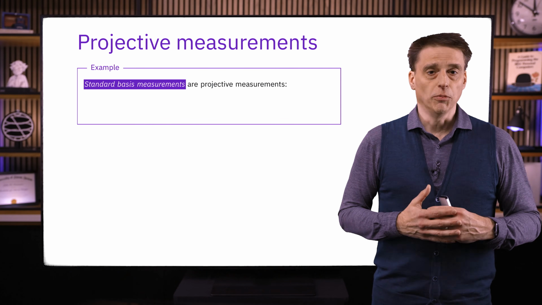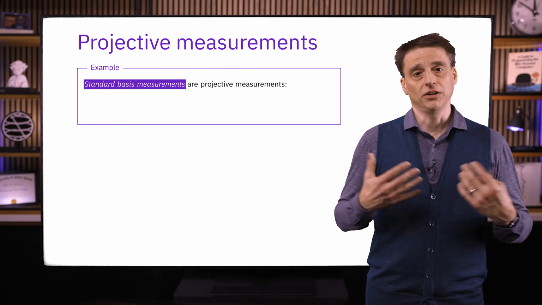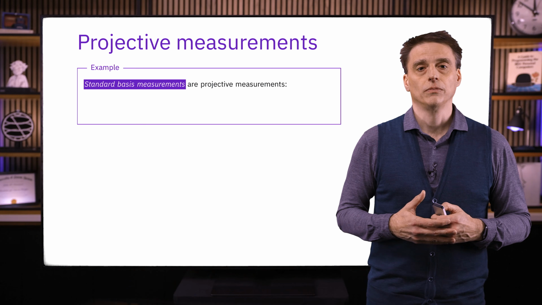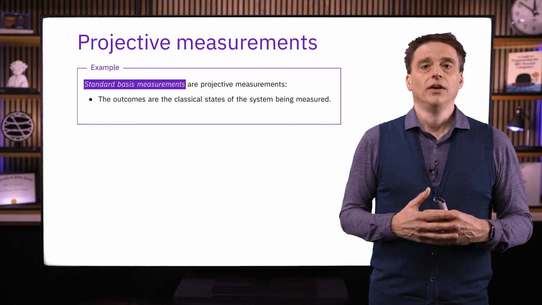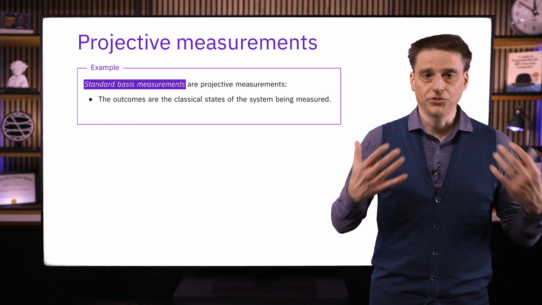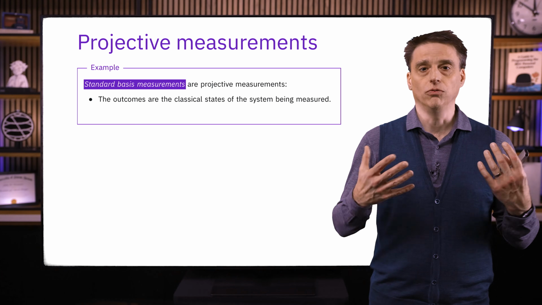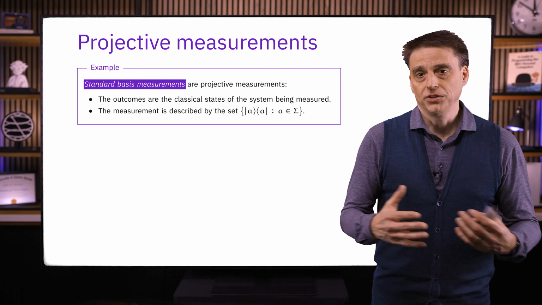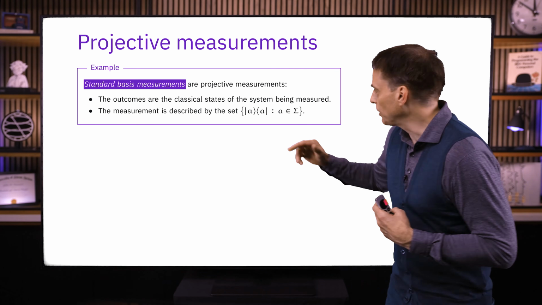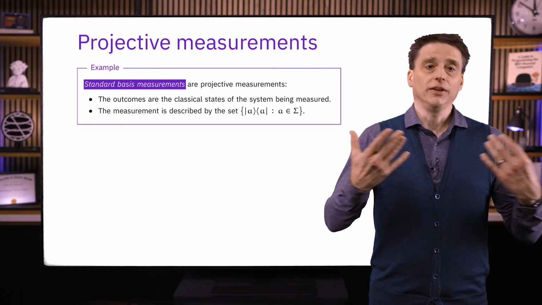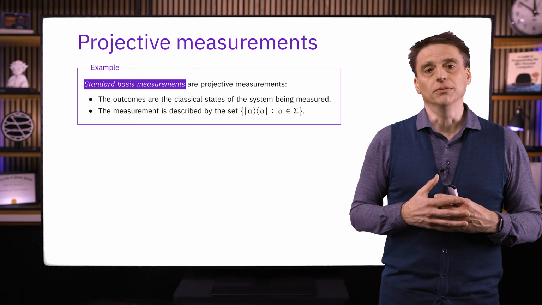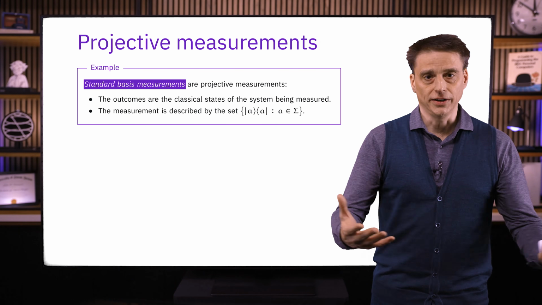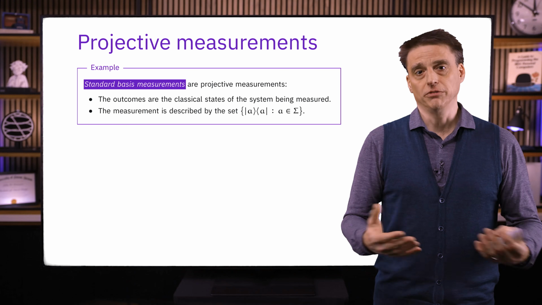For our first example of a projective measurement, let's observe that standard basis measurements are projective measurements. In this case, the set of outcomes of the measurement is the same as the set of classical states of whatever system is being measured. And the set of projections that describes the measurement is this collection right here, assuming that sigma is the classical state set of our system. These are all projections, and if we sum them up, we get the identity matrix, so it's a valid projective measurement.